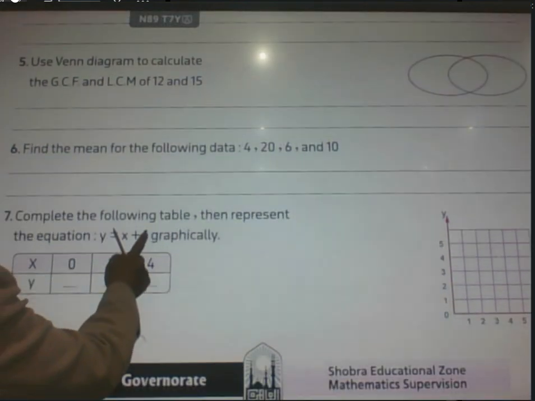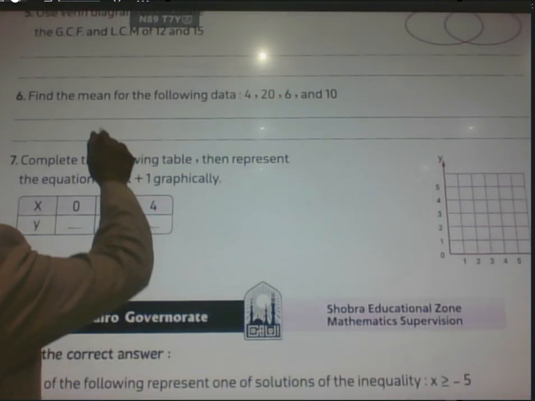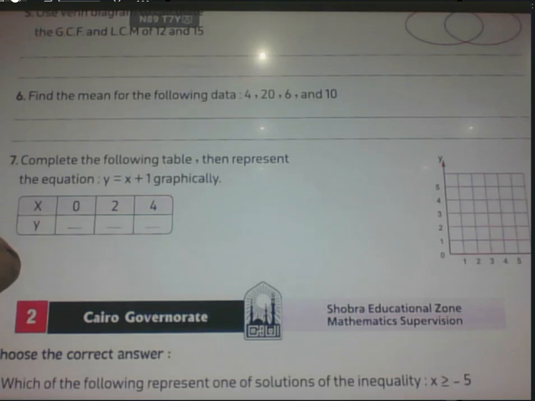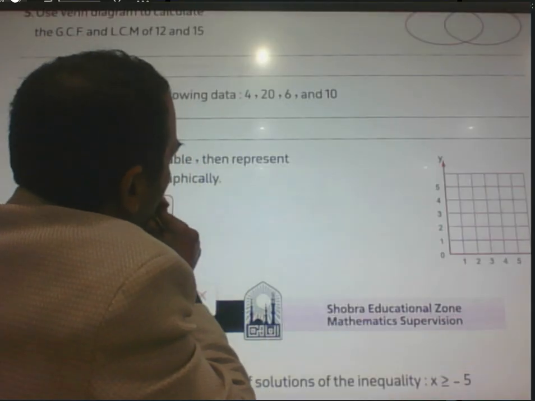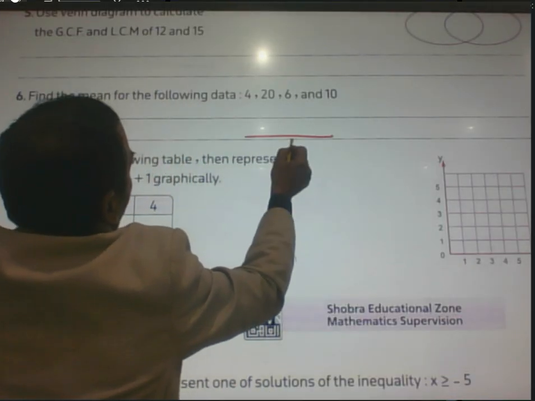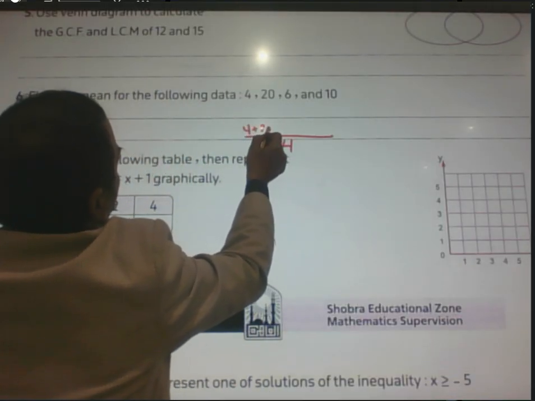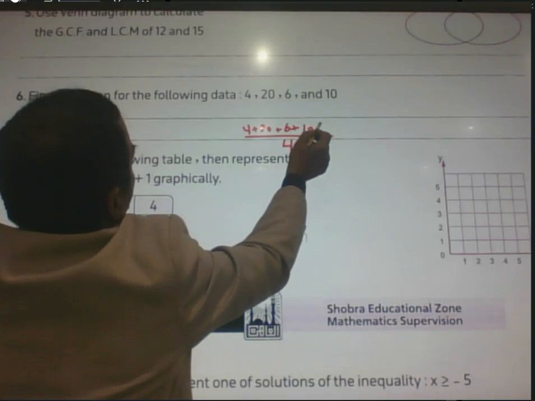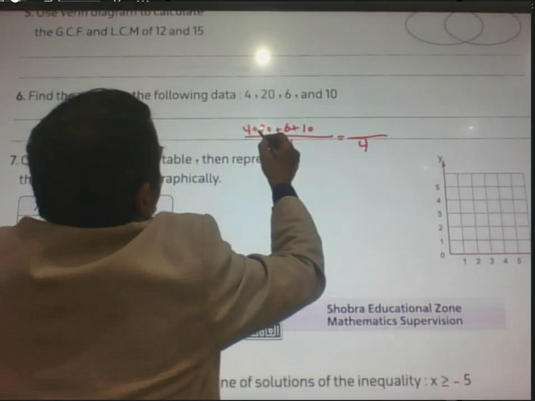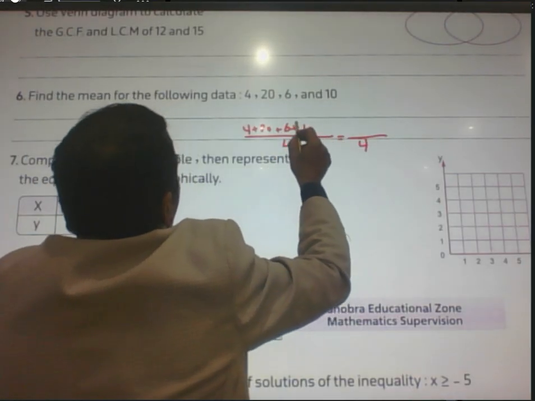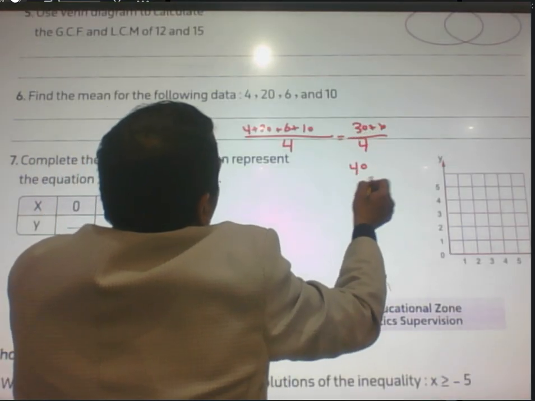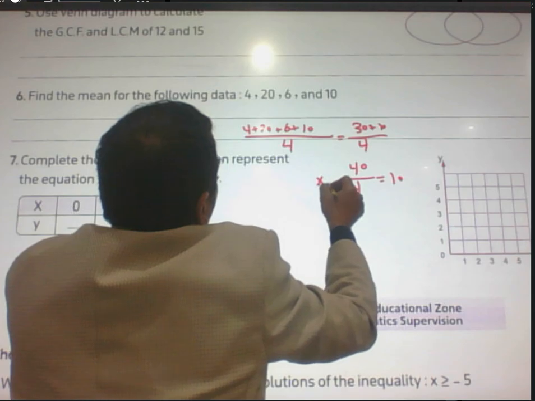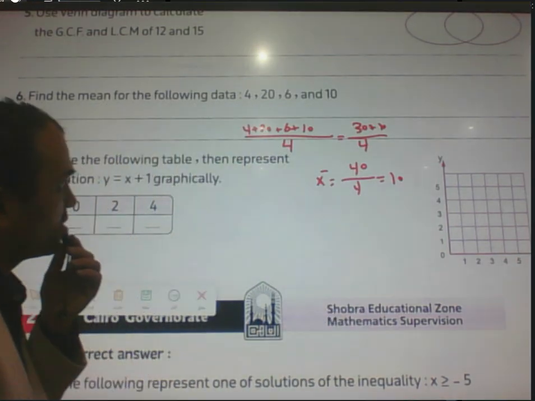Next question down. The mean of the following. We can find the arithmetic mean by adding all values and dividing by the number of values. We have here 1, 2, 3, 4: 4 values. 4 plus 20 plus 6 plus 10. 4 plus 10, 20, 4, 24, plus 6 is 30. 30 plus 10 equals 40. 40 divided by 4 equals 10. Then the arithmetic mean x equals 10.